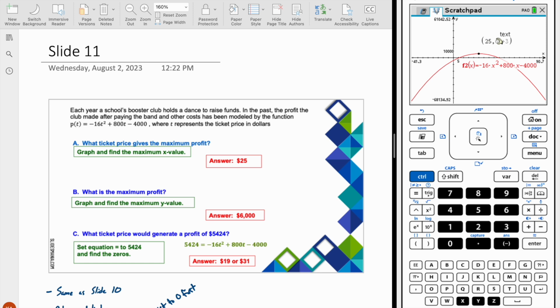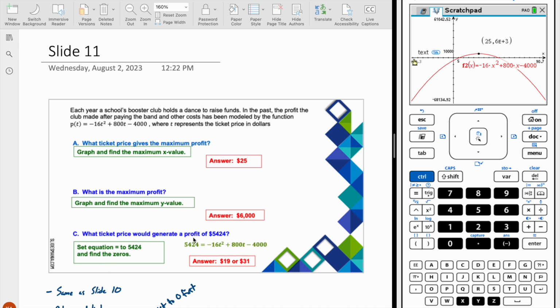We can then go ahead and say, what is that maximum profit? Well, 6. Now, keep in mind, whenever you see E, that truly just means times 10. So 6 times 10 to the third power. Whenever we have 6 times 10 to the third power, that's going to leave us with 6,000. We go ahead, scroll down.